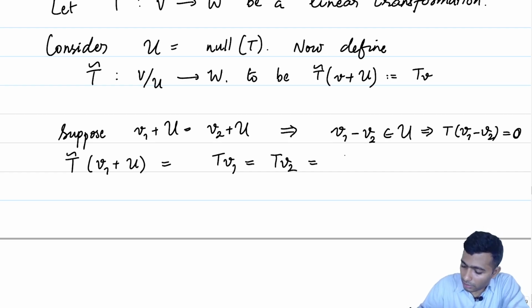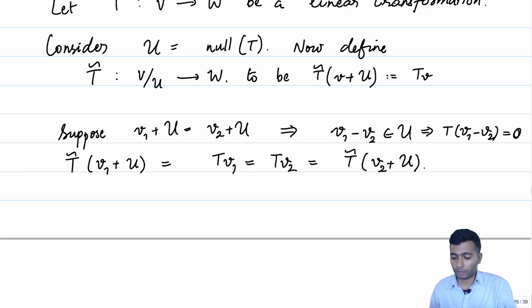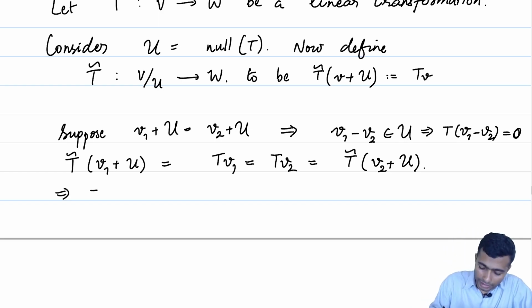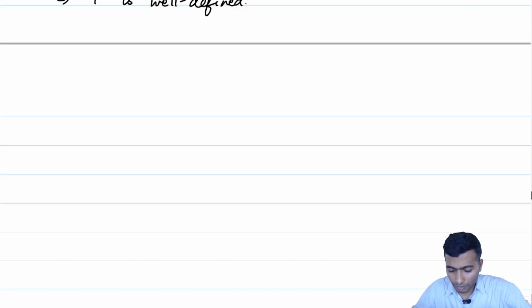That precisely is T tilde of V2 plus capital U. Therefore, to define T tilde in this manner based on a choice doesn't affect the definition, it's still well defined. So this implies that T tilde is well defined. It makes sense to define it like this.